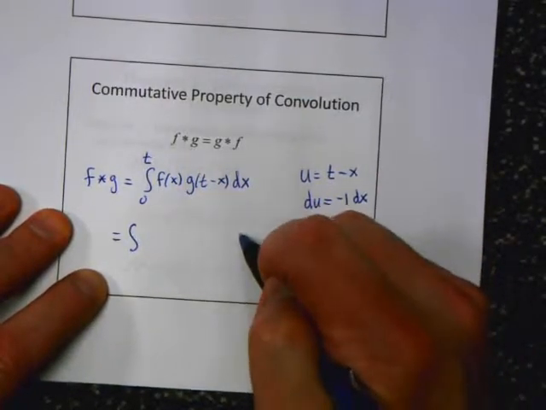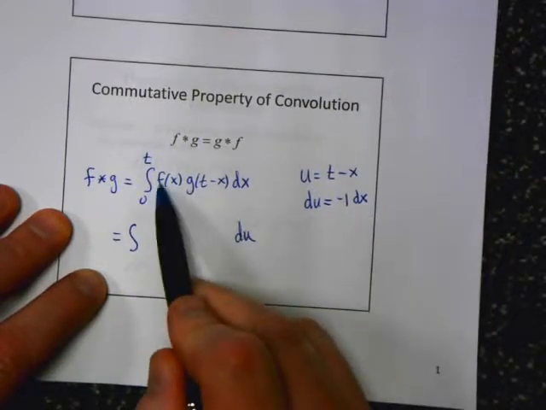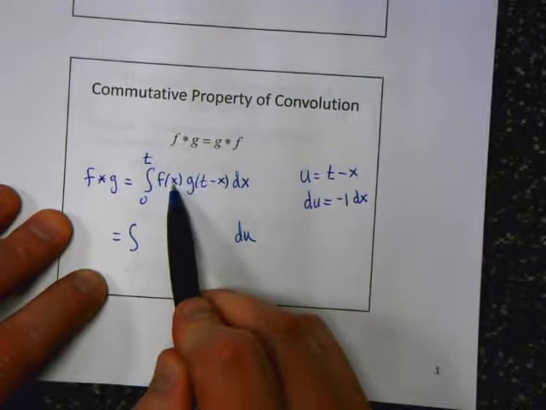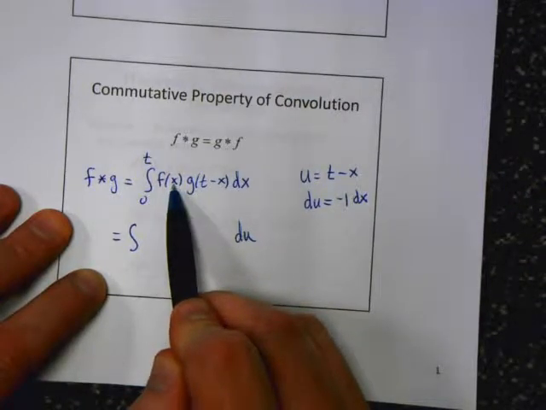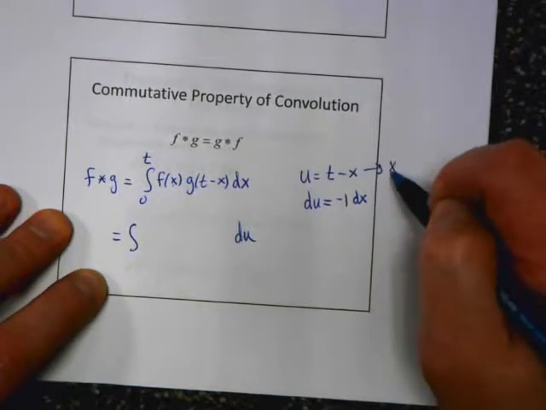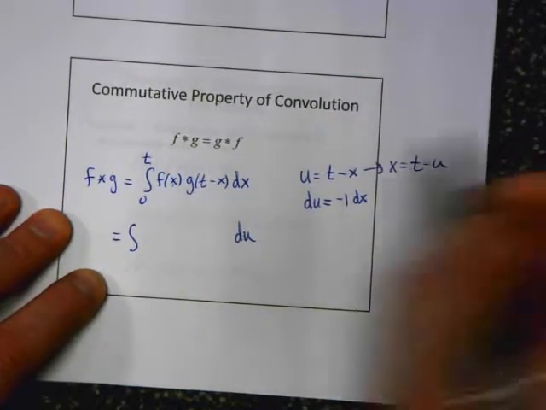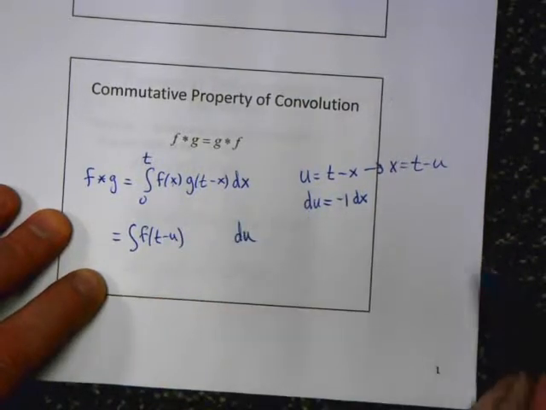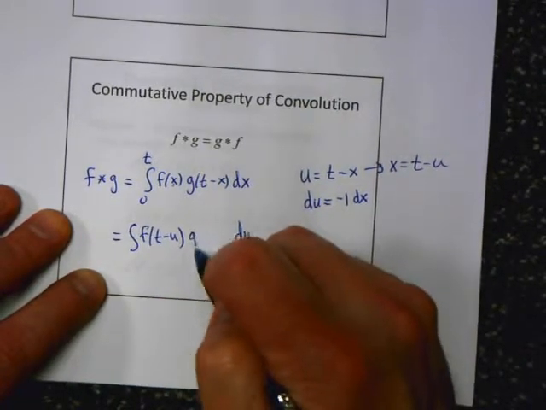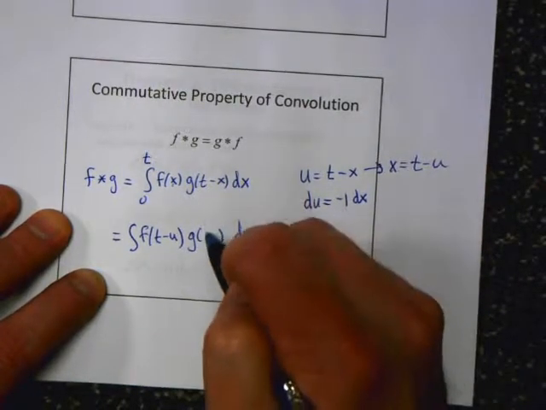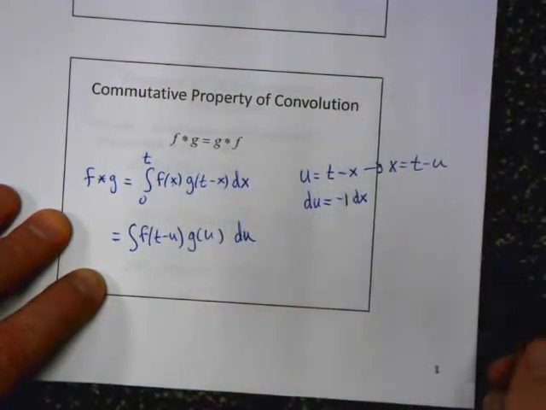When I get all done, I'm going to have du here. So I can't have f of x. I've got to have the letter u here. What's x? Come back here and solve this equation. You get x is t minus u. So that's f of t minus u, g of u, because t minus x is u, du.